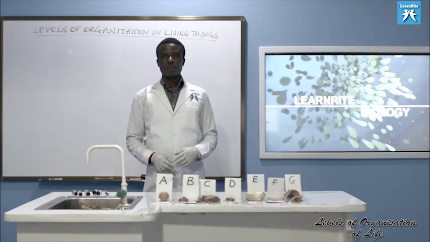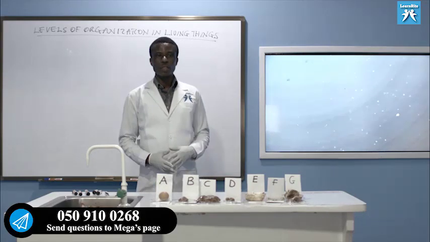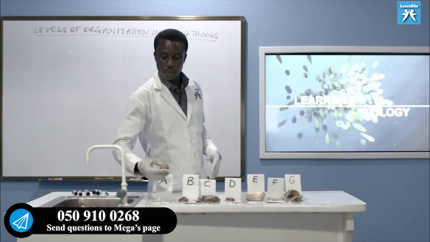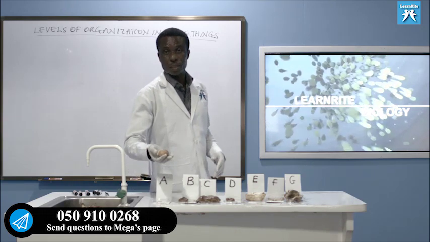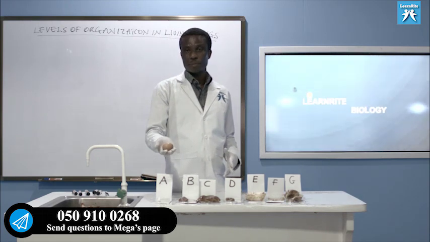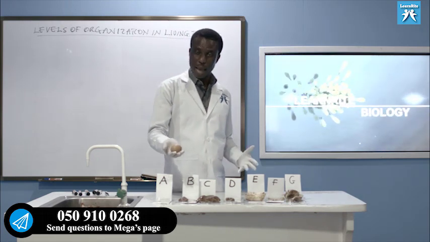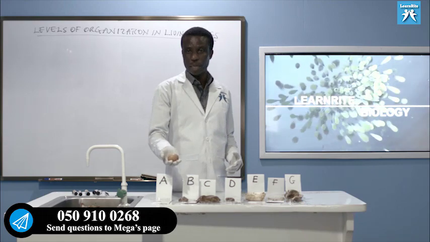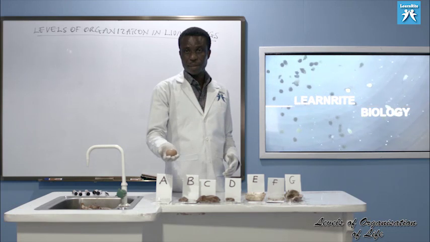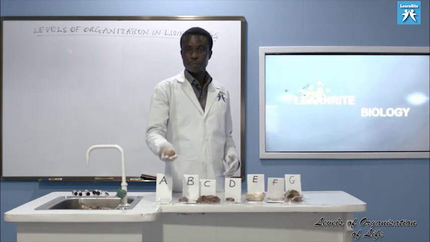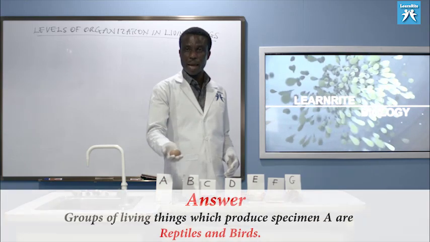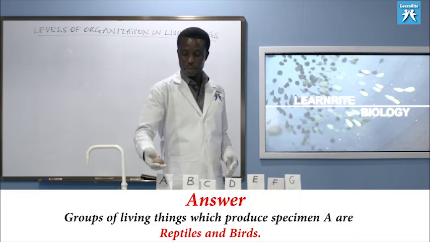Next question. Name two groups of living things which produce specimen A. So the first one is birds, they produce this. Another one is reptiles. Remember that lizards and wall geckos lay eggs. This type of egg is known as a cleidoic egg, an egg with a shell. So the two groups are reptiles and birds.